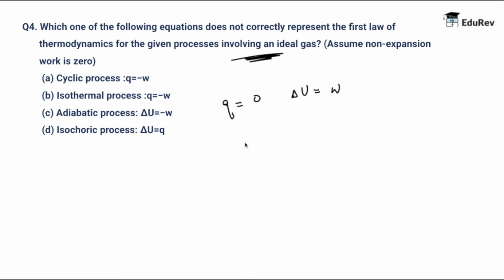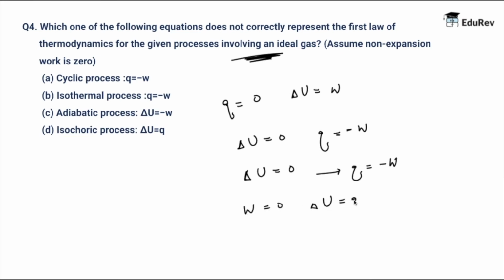And we know for a cyclic process, delta U is what? Delta U is 0, which implies that Q is negative of W. Similarly, for isothermal process, delta U is equal to 0. That is, Q is going to be negative of W. And for isochoric process, work is 0. That means delta U equals Q.